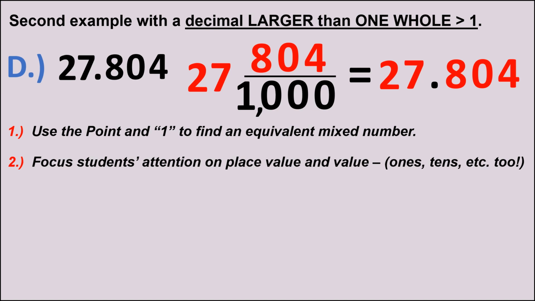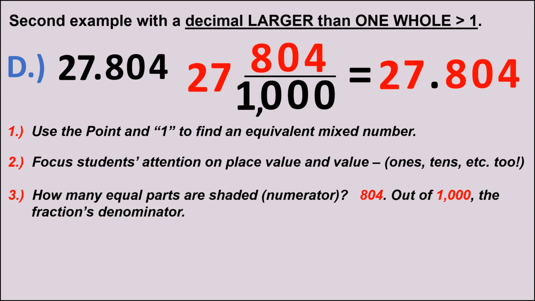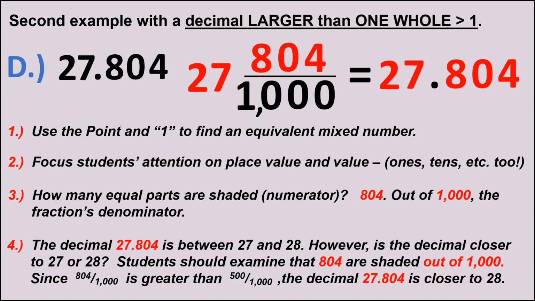Focus your students' attention on both place value and value of the 8, 0, and 4 as we did in the previous 3 examples. Do not forget to include the 10s and 1s for the 27. The overall decimal value was 804 thousandths. How many equal parts are shaded? 804 out of 1,000. The total number of equal parts is the denominator.